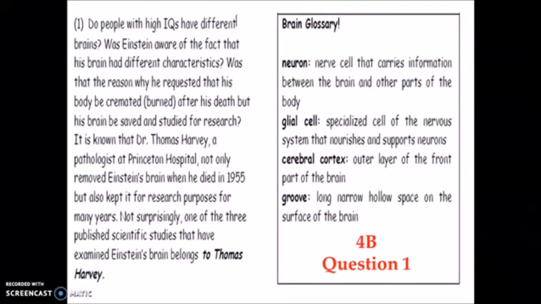Question number 1. In question number 1, when he died in 1955, he wanted them to burn his body. Einstein wanted his body to be burned, and he wanted the scientists to take his brain, remove his brain, and keep it for research purposes. That was the easy part.